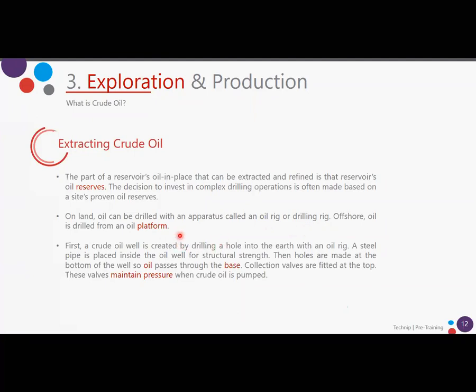On land, oil can be drilled with an apparatus called an oil rig or drilling rig. Offshore, oil is drilled from an oil platform. So first, a crude oil well is created by drilling a hole into the earth with an oil rig. A steel pipe is placed inside the oil well, as we saw before, for structural strength. Then holes are made at the bottom of the well so oil passes through the base. Collection valves are fitted at the top, and this valve maintains pressure when crude oil is pumped.